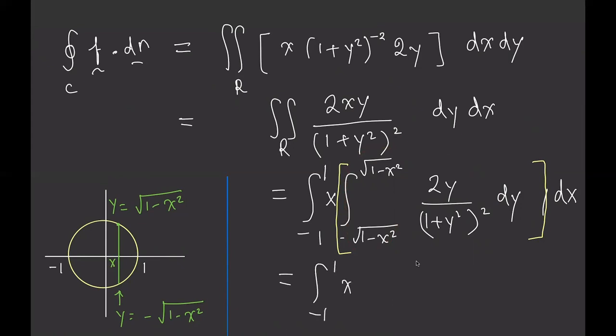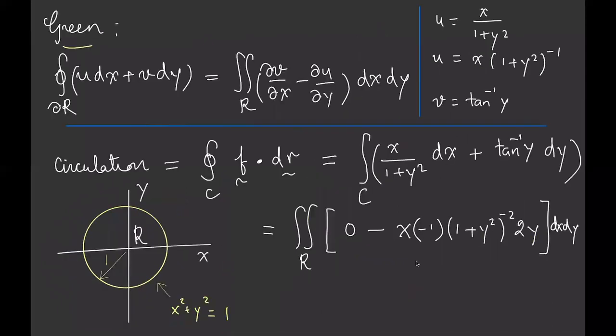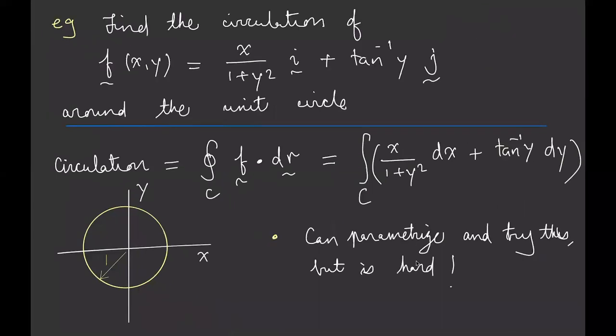I've got that x dx over here, but the inner integral that I just did is going to give me a 0 because it's an odd integrand, and then I'm done. So this whole answer is 0. My answer is 0 in this case. The circulation of this vector field around the unit circle is 0, which is pretty neat.